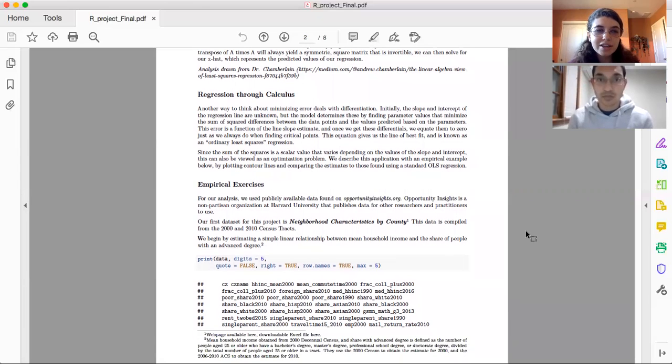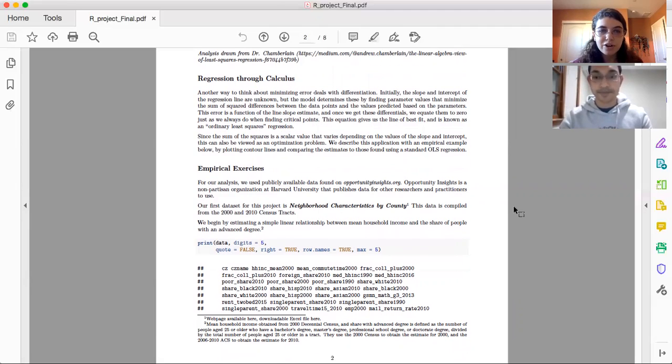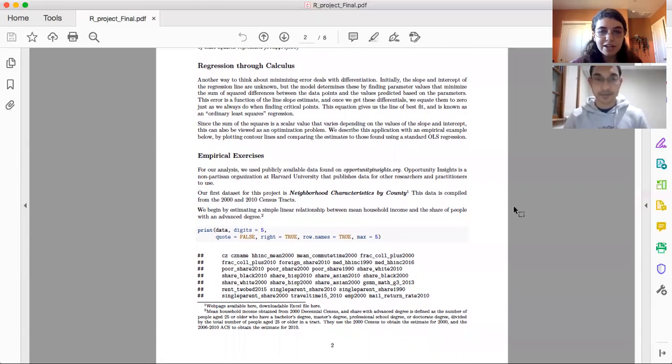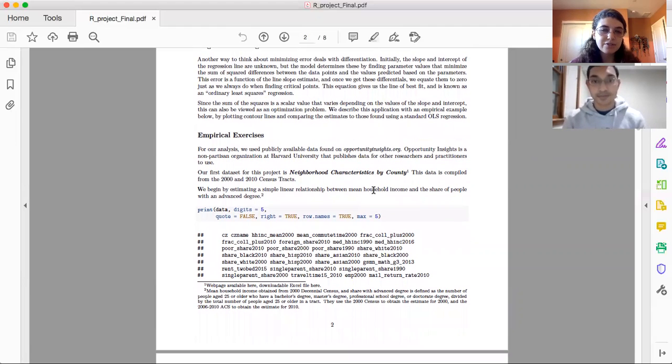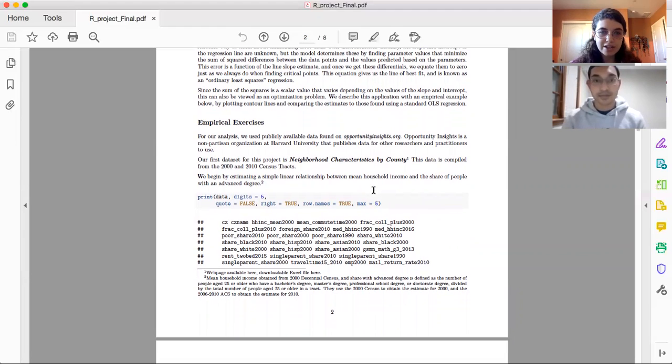All right, so now that we have understood the mathematical motivation behind regression, we're going to demonstrate this understanding with an empirical exercise. For our exercise, we used publicly available data from Opportunity Insights, which is a nonpartisan organization at Harvard that publishes data for other researchers, which is great. The first data set that we use for this project looks at characteristics at the county and tract level, and this data is taken from the 2000 and 2010 census tracts.